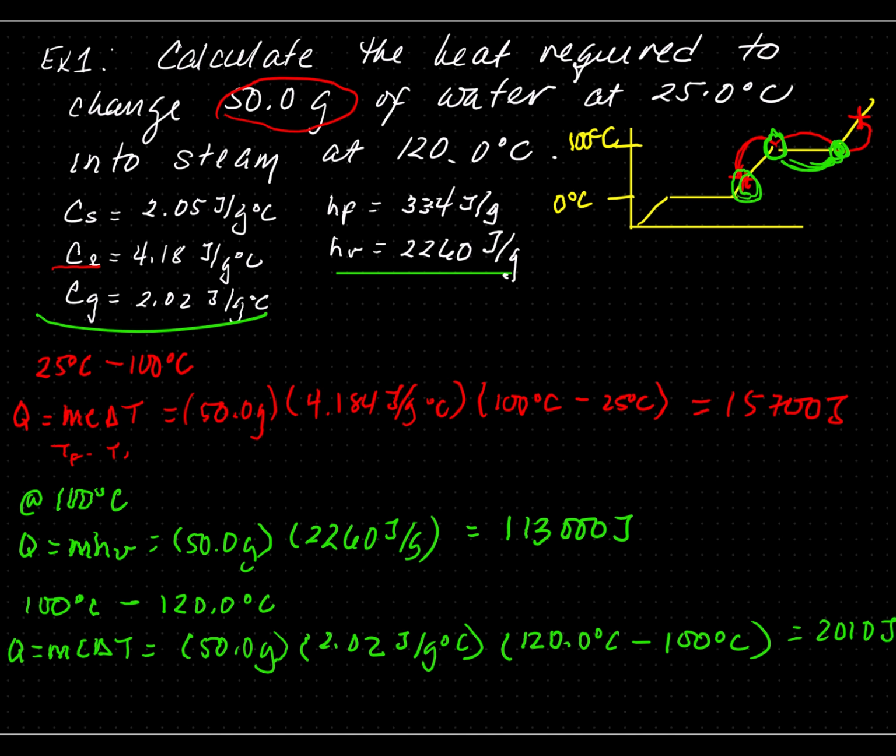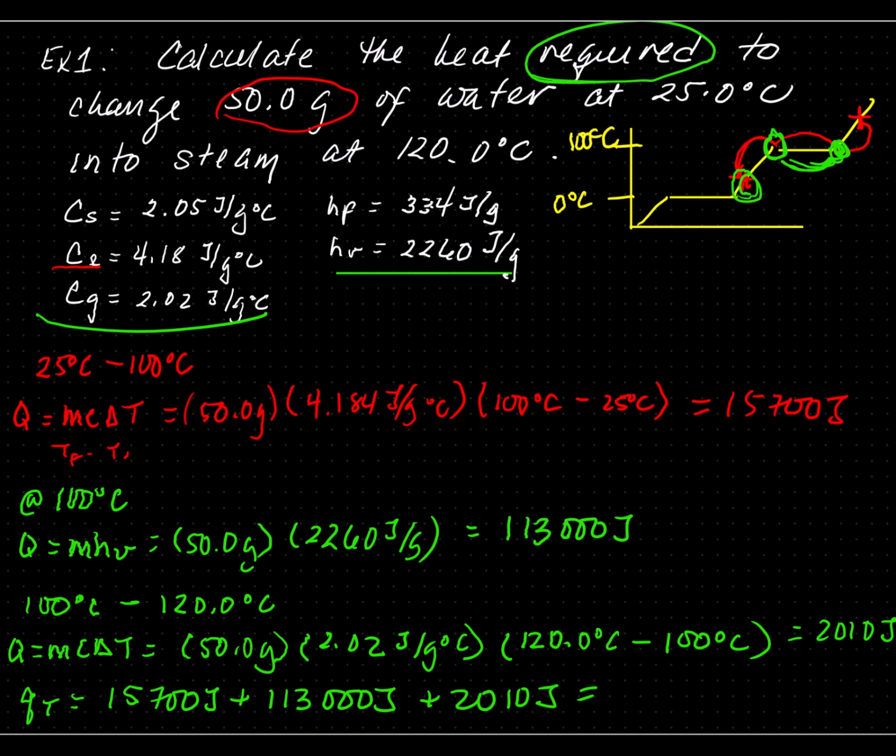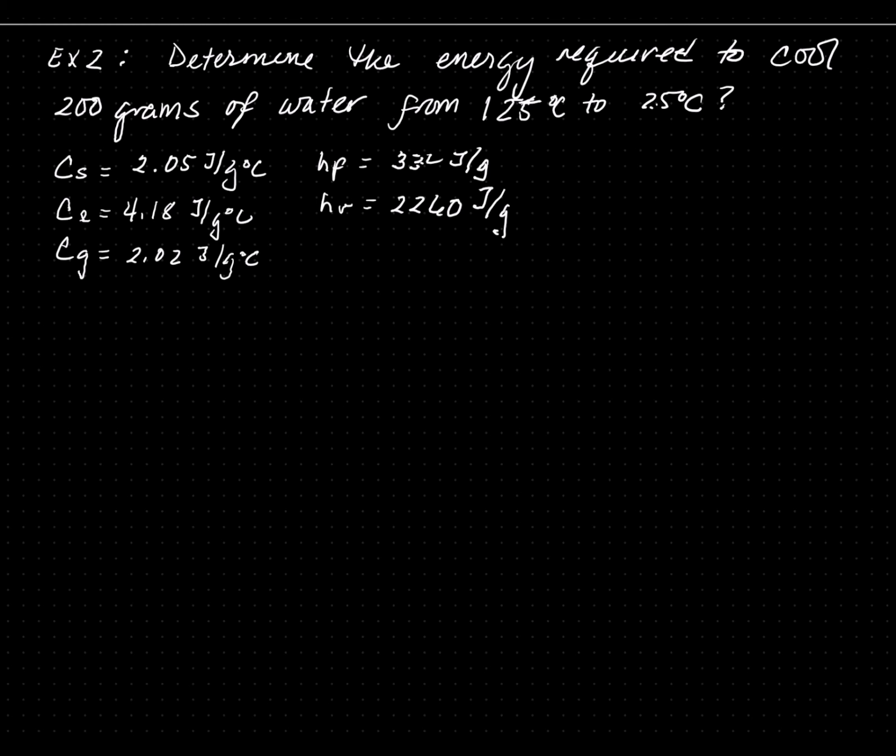So to find the heat required for this entire process, I need to add the 3. So Q total is going to equal 15,700 joules plus 113,000 joules plus 2010 joules, which equals 1.30 times 10 to the 5th joules. Pause the video and try this problem on your own and then check your answer.